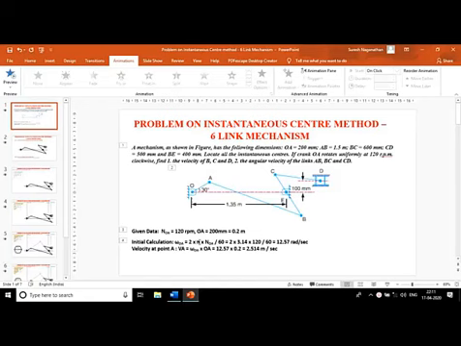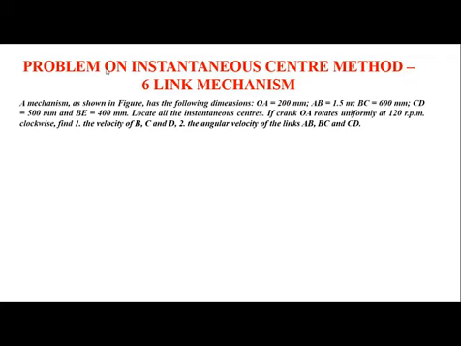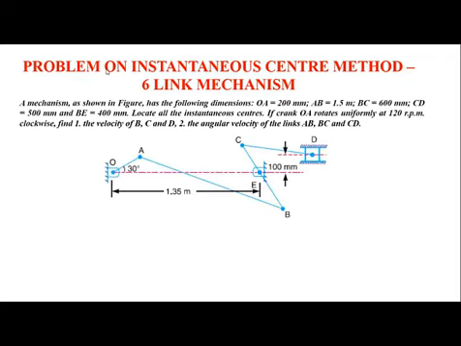Check it out. Hello viewers, in today's class we'll look at a problem on the instantaneous center method in a 6-link mechanism. This is the problem. A mechanism as shown in the figure has the following dimensions: OA equal to 200 mm, AB 1.5 meter, BC 600 mm, CD equal to 500 mm and BE equal to 400 mm. Locate all the instantaneous centers. If crank OA rotates uniformly at 120 rpm clockwise, find the velocity of points B, C and D and the angular velocity of links AB, BC and CD.